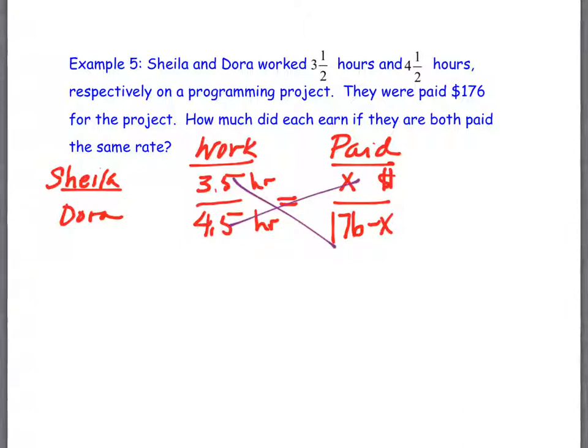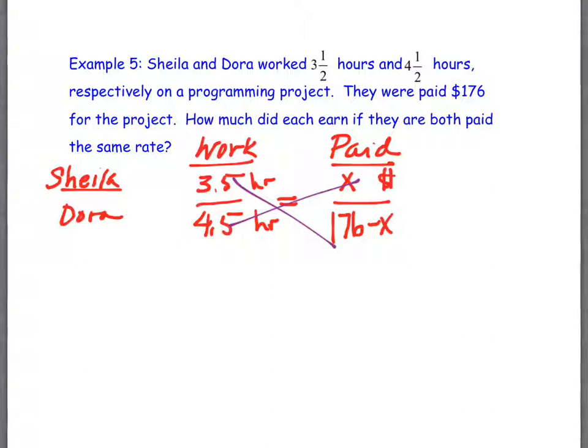I have a question. Yes. How do you get the 176 minus X? Okay. So let's say, for instance, that Sheila made $30. Well, if they make $176 total, how would you figure out how much Dora made? Oh, okay. Right. Sorry, yeah. So you just take the total amount minus whatever she had. We're just calling that X right now. Yeah.